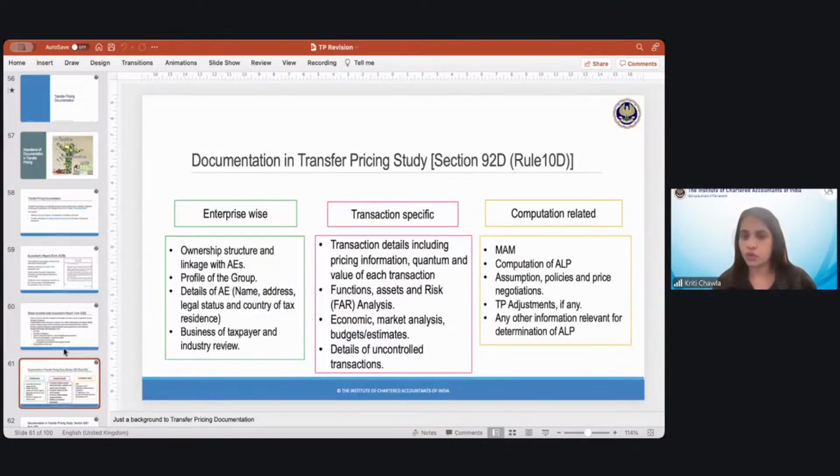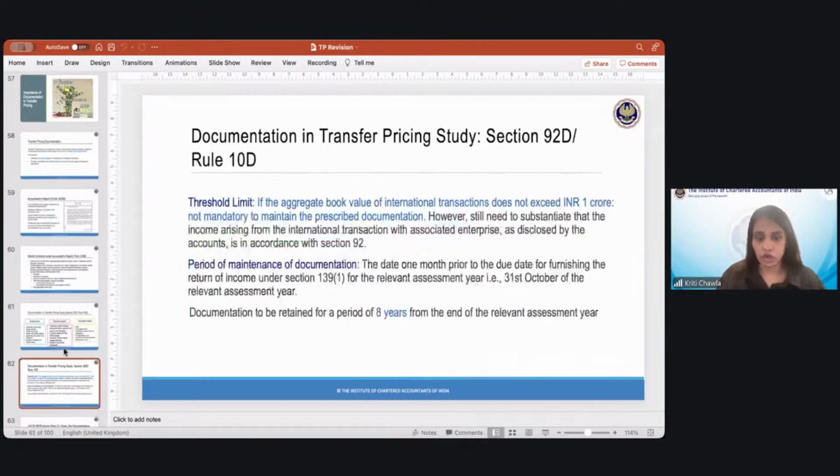So what is the most appropriate method? How do you really compute the arm's length price? The assumptions, the policies, the adjustments, etc. Every detail relating to calculating the arithmetic mean or the arm's length range goes into the computation part. So this is a very, very elaborate document. There is a threshold limit for this document. There is no threshold limit for Form 3CEB.